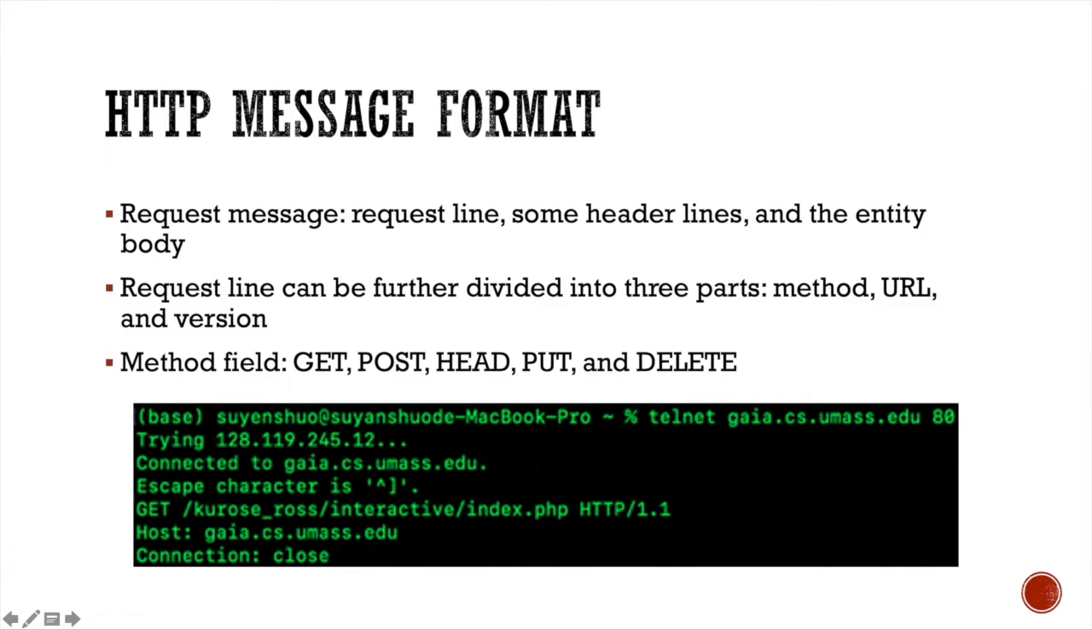The header lines contain two lines in this example. The first line specifies the host that stores the object requested. The second line means that the client does not want to apply the persistent connection method. It wishes for the server to close the connection after sending the requested object. After hitting the enter key 2 times, a response message is received from the server.